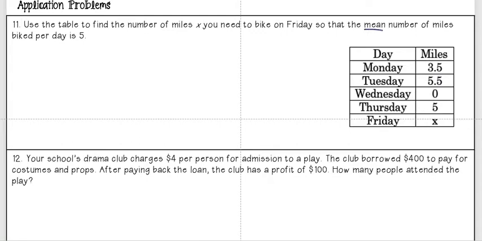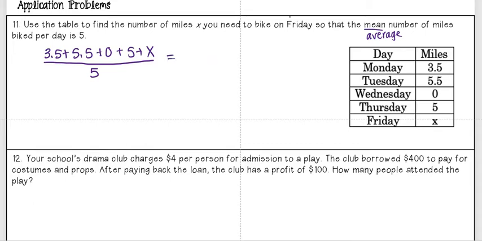So if you remember mean, that's the same thing as average. And that was when we added everything. So to find the average of miles here, I have to add all of them up. So I have Monday was 3.5 plus 5.5 plus 0 plus 5 plus X. And then I divided it by however many I had. So how many days is this? 1, 2, 3, 4, 5. So it says to find the mean. That means you're adding up all of your points there and then dividing by how many you have. So I added all of them up, 5 of them total, so I divide by 5.